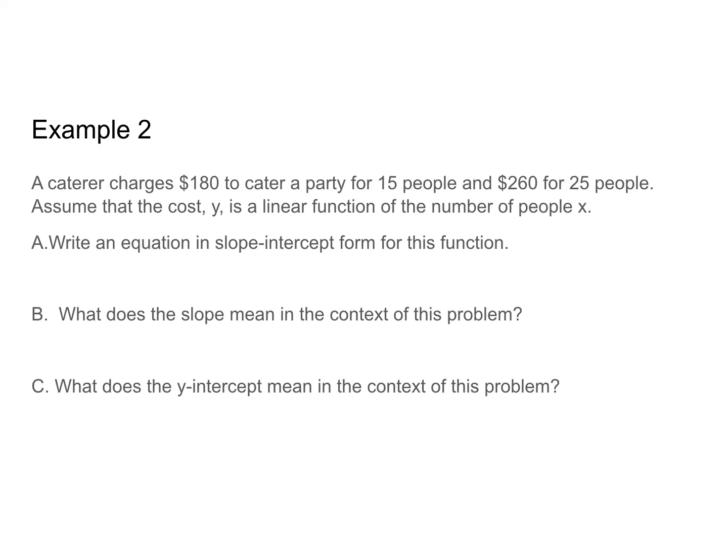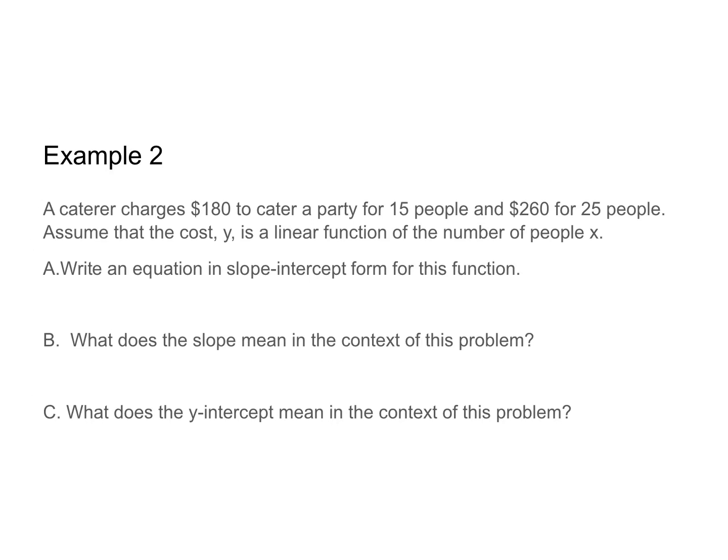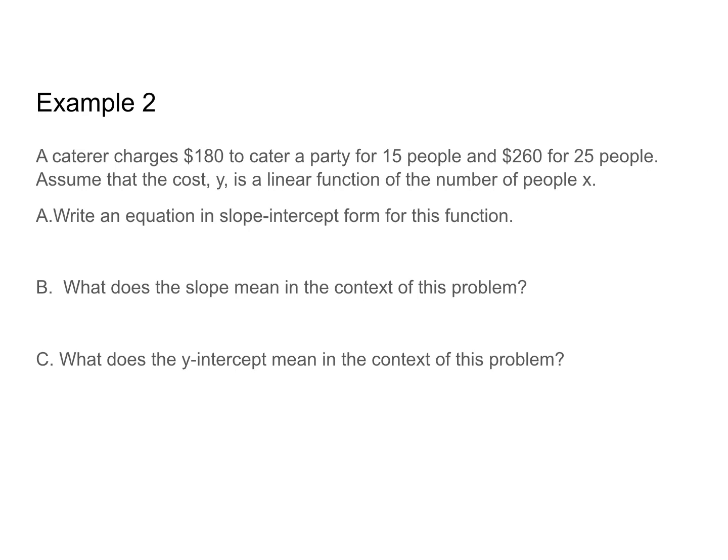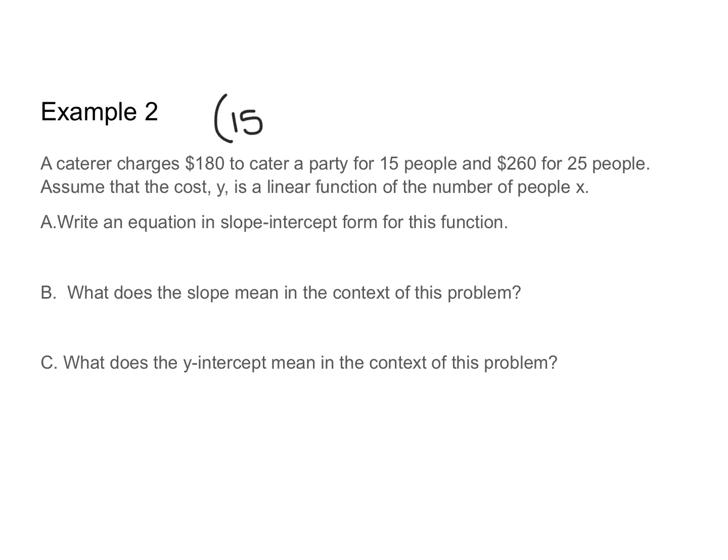A caterer charges $180 to cater a party for 15 people and $260 for 25 people. Assume that the cost y is a linear function of the number of people x. So that tells me that I have some ordered pairs here, but x is the people, so it would be 15, comma, $180. And my other point would be 25 people, $260.